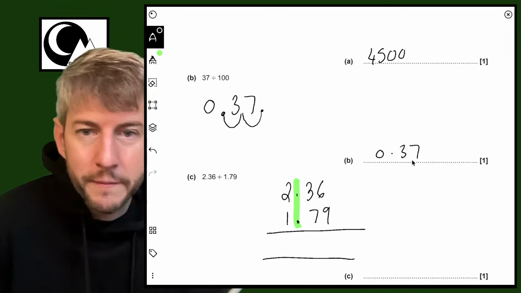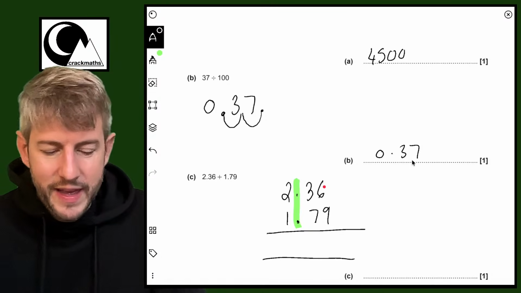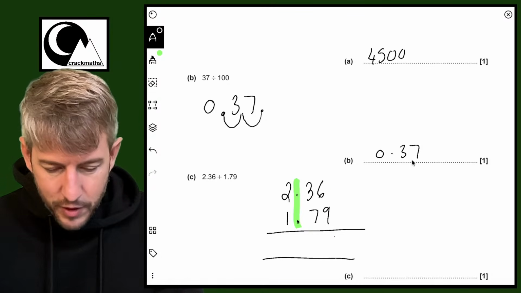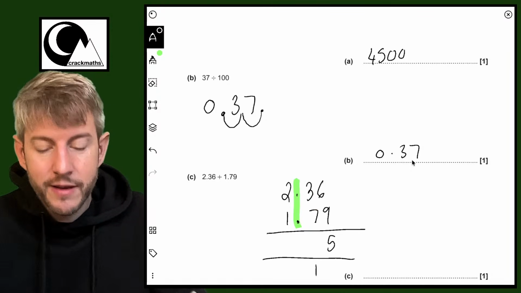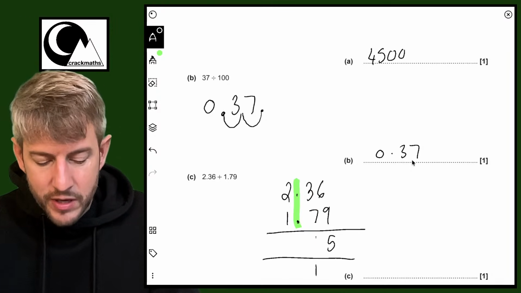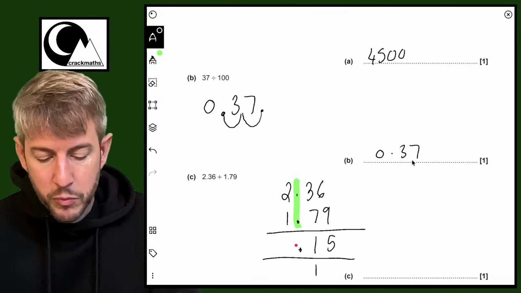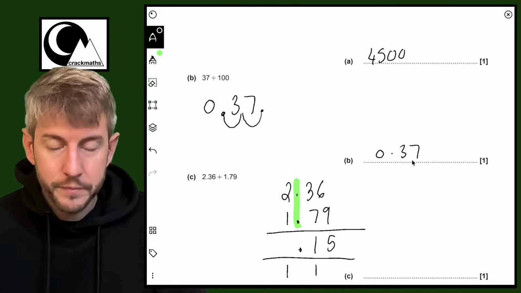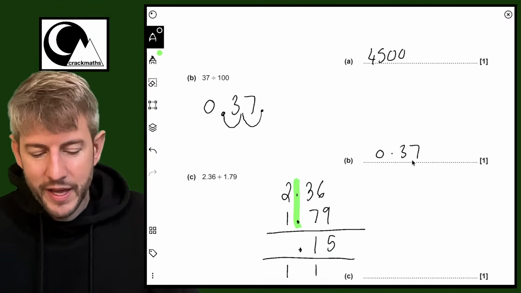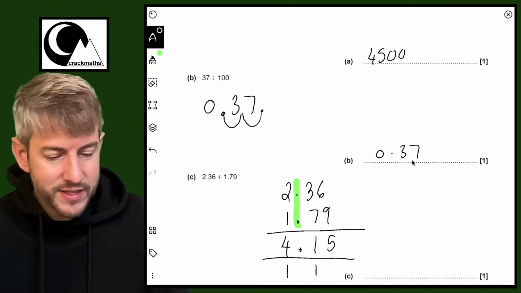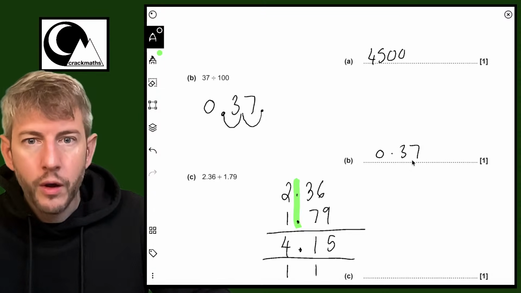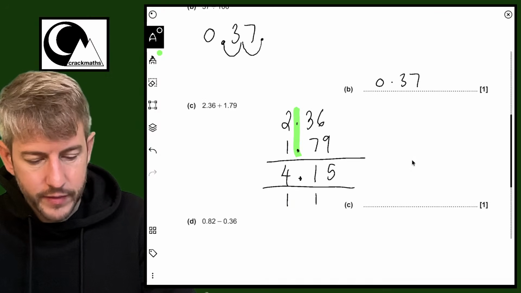because now I can just do my column method normally. So what I'll do here is 6 add 9 is 15, so I'll put a 5 here and a 1 here. 3 add 7 is 10, so add the 1 makes 11, so I'll put a 1 here, put my decimal point down, carry the 1, and then I've got 2 add 1 here, which is 3, and then with the other one makes 4. So the answer to this one will be 4.15.